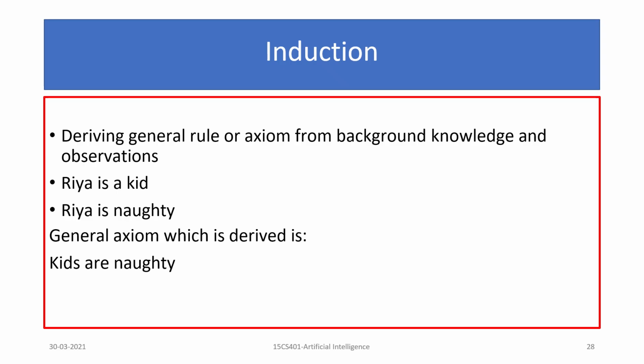Another example: crow 1 is black, crow 2 is black, crow 3 is black, so all crows are black. The conclusion is probable, but it is not guaranteed. In machine learning, it can be observed that student A studied 4 hours and passed, student B studied 5 hours and also passed, student C studied 6 hours and also passed, so students who study more than 3 to 4 hours tend to pass.